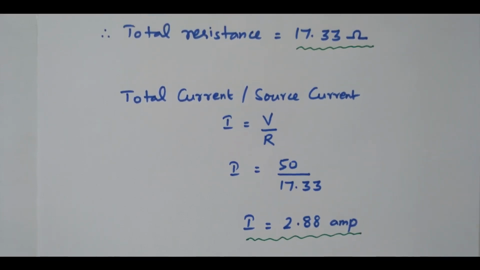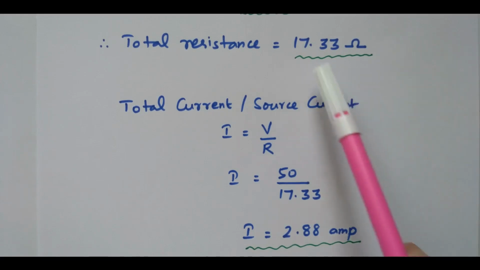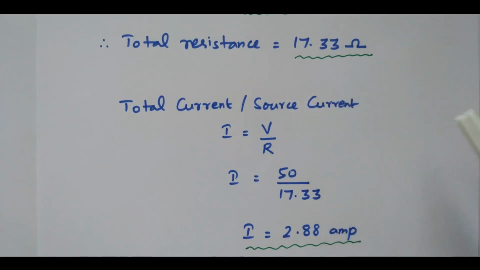So in this problem, there are series and parallel connected resistors. That is simplified and equivalent resistance is calculated. Finally, we got only one resistor, total resistance. From that, we calculated total current or source current also. So in this video, we discussed the series combination of resistors, what is the equivalent formula, and the parallel combination of resistors, what is the equivalent formula. Based on that, we solved one problem. Thank you.